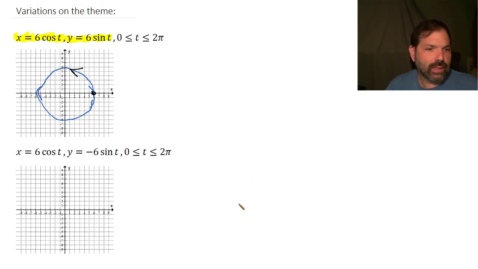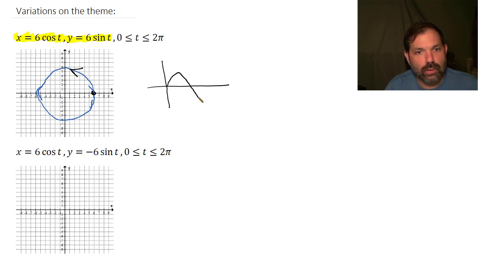So now, in this next example, notice I've only changed one thing again. Now it's 6 cosine t, negative 6 sine t for the y value. So I want you to think about what's going to happen here. Alright, so the only thing that changed was now it's a negative 6 sine t. Let's think about the sine curve on its own. If we think about what the sine curve looks like, the sine curve increases first.